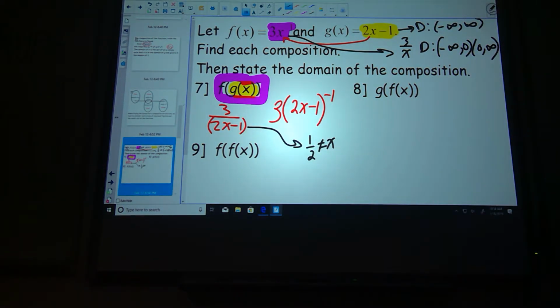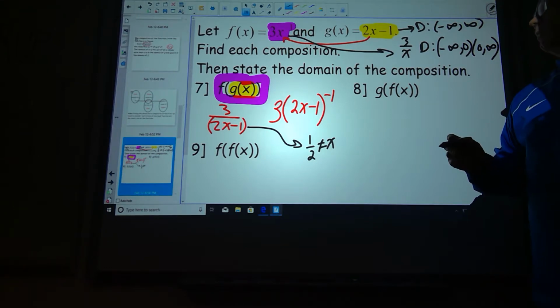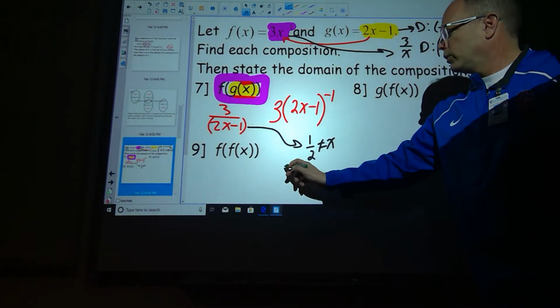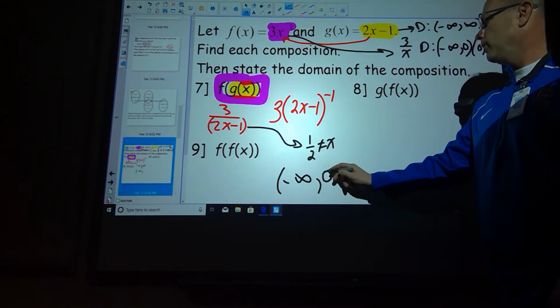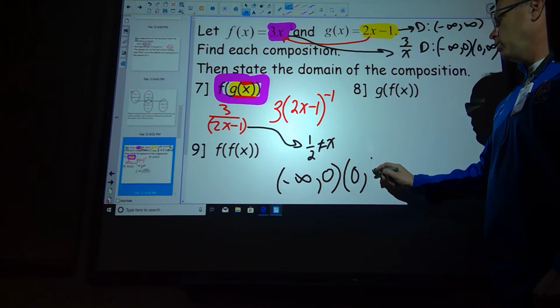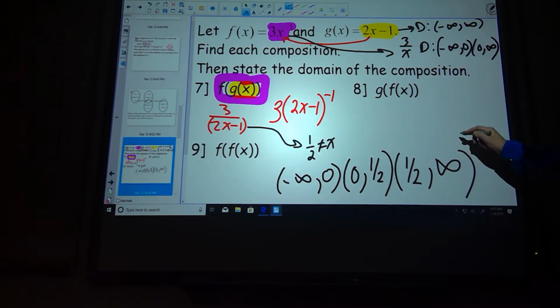Was my domain restricted on my first one? Yes, 3 over x, right? On my original functions, it was restricted, so it couldn't equal 0 there. Now it can't equal 1/2. Ready? So I'm going to go from negative infinity to 0, from 0 to 1/2, from 1/2 to infinity. That's my domain.